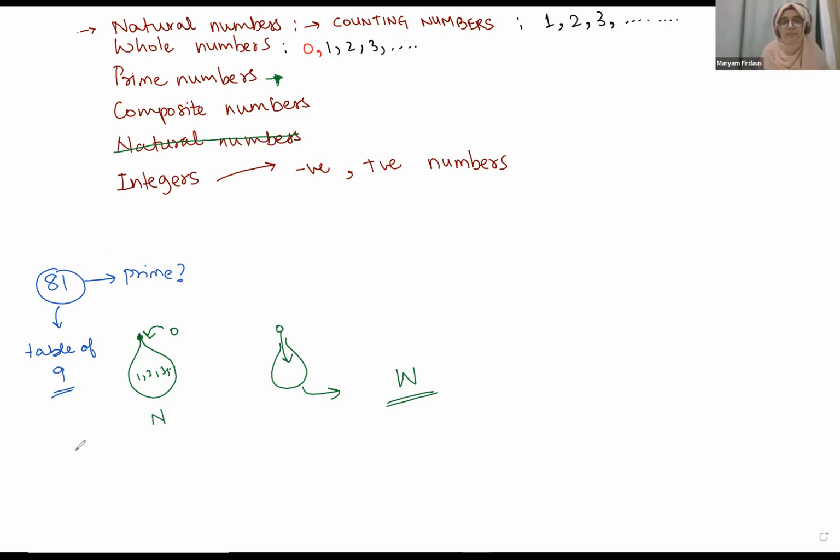Right? So 9 is one of the factors of 81. So can we say that 81 is prime? No, we can't say that. So it is not prime. It is a composite number, right? Okay. So you named 7. What else?